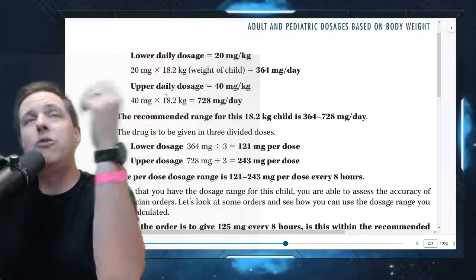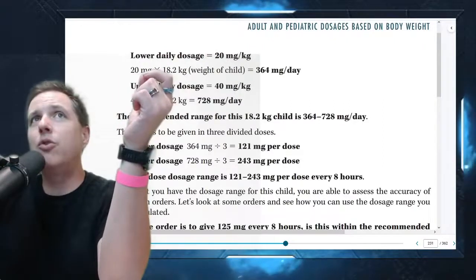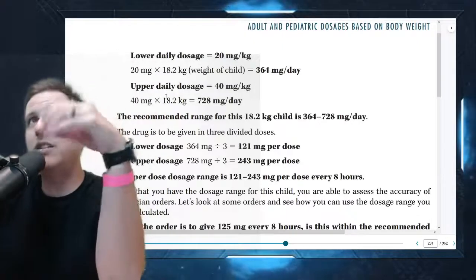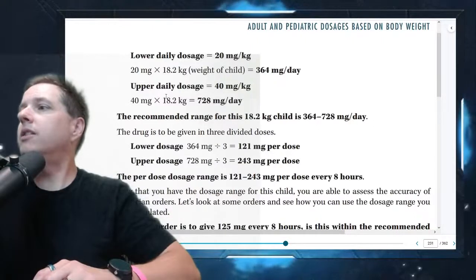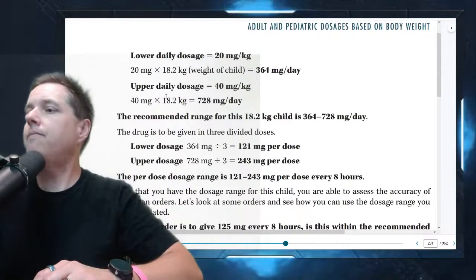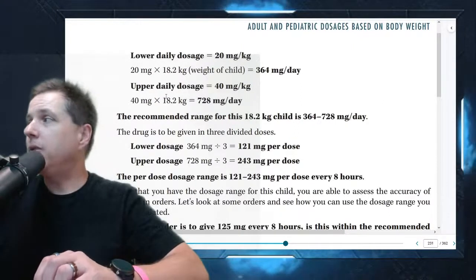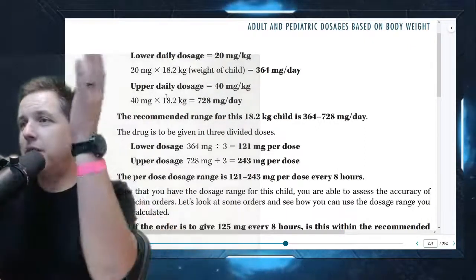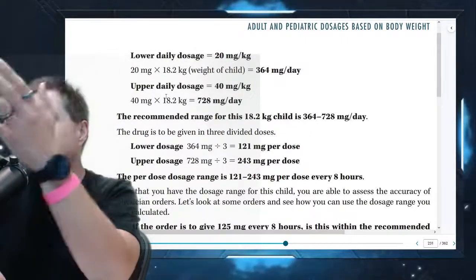So we really know that patients should be receiving between 364 milligrams and 728 milligrams per day. That's the total for the entire day. Now that we know our, oops, let me change this. There we go. Now we know the total amount that they should be receiving over the course of a day, but then we're supposed to divvy that up into 3 equal administrations of the drug, right?